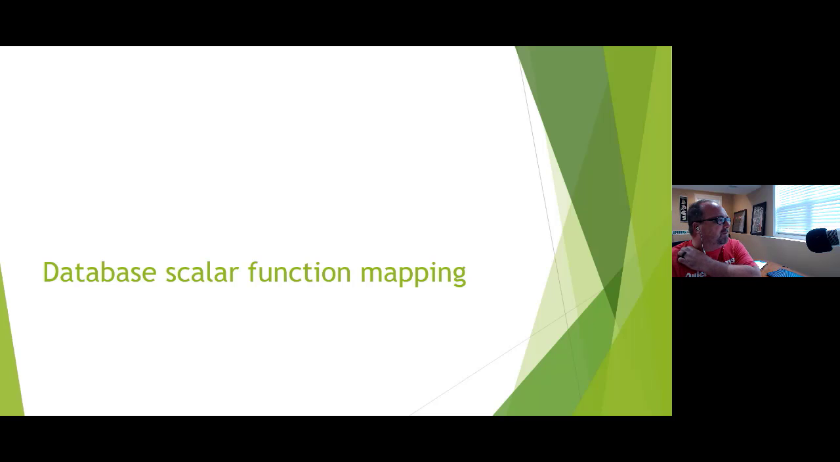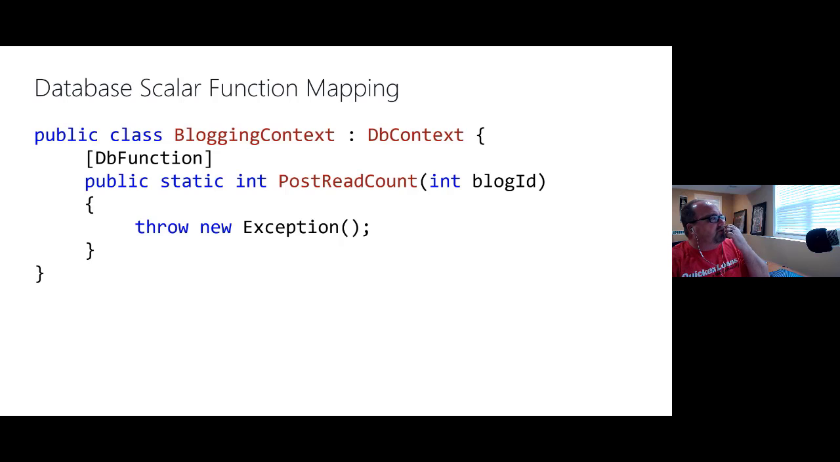Database scalar function mapping. I'm not going to show any code on this, but I'm going to show an example. In your DbContext, you can create these DB functions. They have to have a return type of a scalar type. In this example, it's just a throwaway example because I didn't want to put all the code into this method, but basically for each post, we're going to calculate the number of times that post has been read. We can create a LINQ statement in here which will go out, query the database and say, for this ID, give me the number of times this post was read.